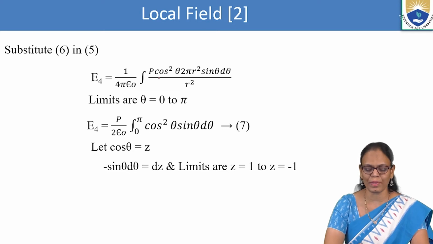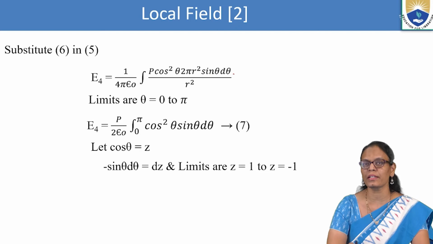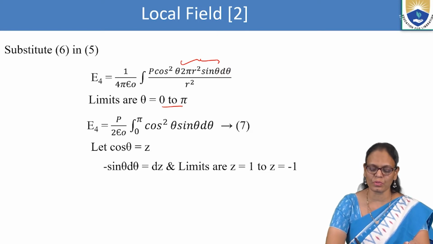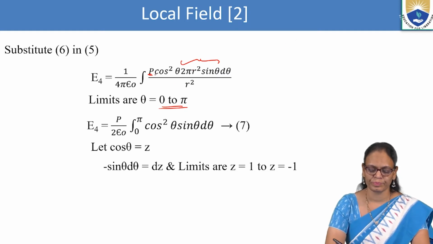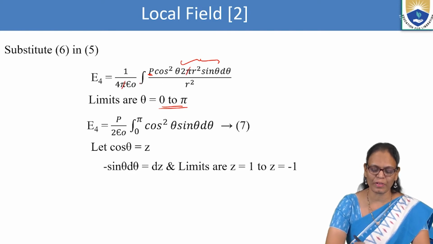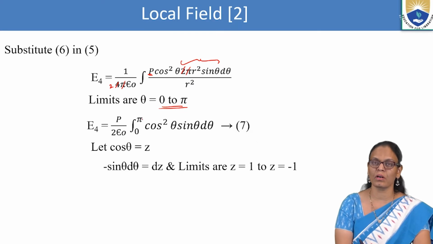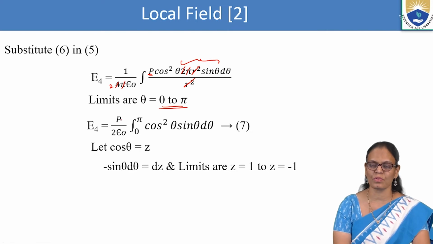So we have 1 by 4 pi epsilon naught P cos square theta into 2 pi r square sine theta d theta, with the substituted ds upon r square. The limits are from 0 to pi. Whatever is common inside, I can take outside. P is constant, so we take it outside. 1 pi and 1 pi get cancelled, 2 goes two times, and r square also gets cancelled. What is left outside is P by 2 epsilon naught, times the integral from 0 to pi of cos square theta sine theta d theta.